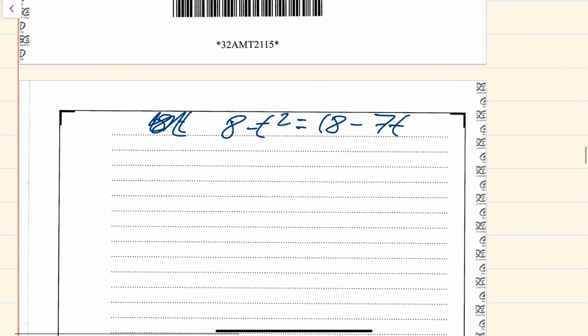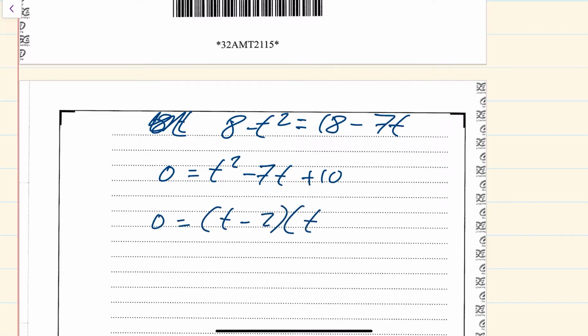And then we'll just sort that out. Bring it all to one side, put it equal to 0: t squared minus 7t plus 10. Oh, look at that. That factorizes really nicely. t minus 2, t minus 5. So t is equal to 2, or t is equal to 5.